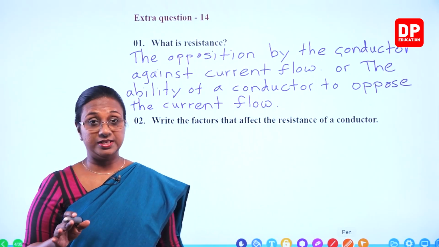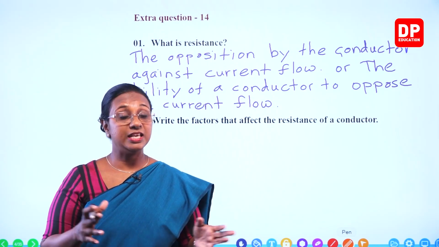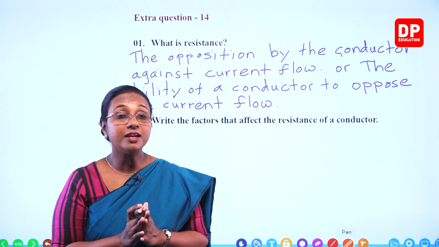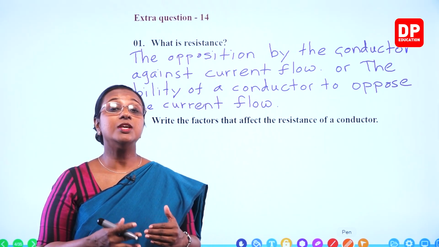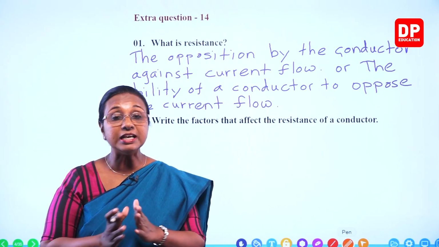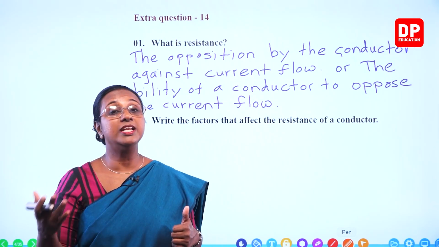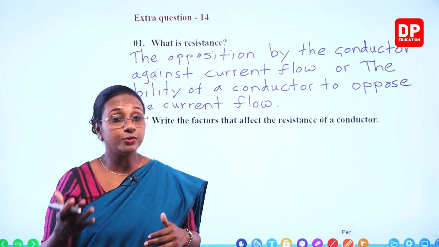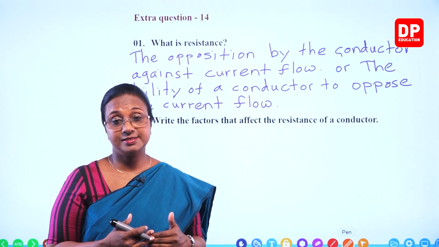And we all know, students, when the resistance of a circuit increases, that is the equivalent resistance, the current flow through the circuit decreases. So that is why we use resistors. We use resistors to control the current flow. So if you want to reduce the current flow, you need a higher resistance. If you want to increase the current flow, we use a lower resistance.